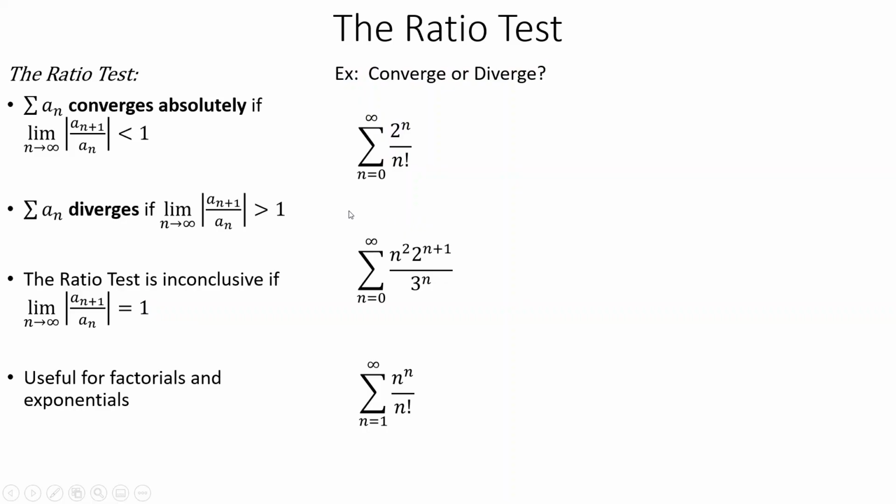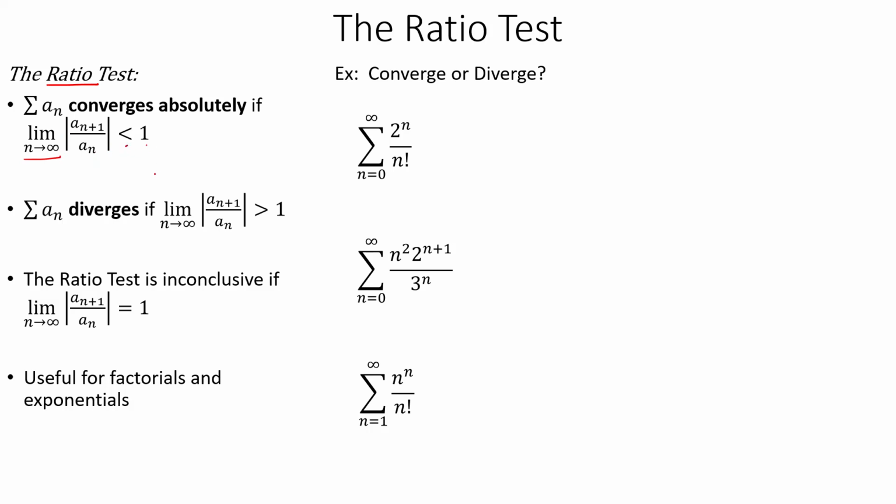All right, and it does tell us if things converge absolutely, besides just telling us if they converge. So it's cool that it gives us that extra bit there. So what we do is we look at the ratio. That's why it's called the ratio test. The ratio of the n plus 1 term and the n term in absolute value. And then we take the limit as it goes to infinity.